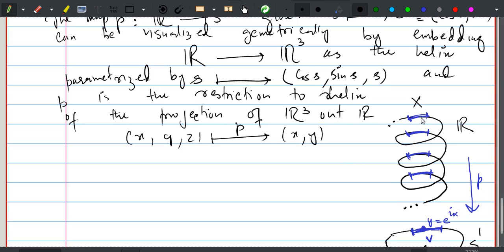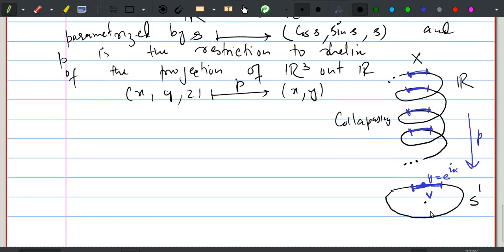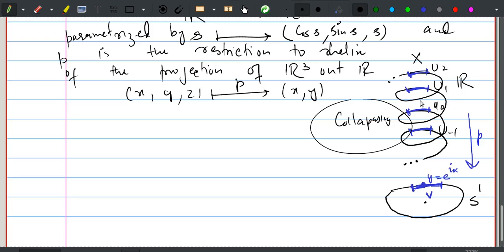So actually what we are doing, we are collapsing this spiral to this circle, and during this collapsing, all these segments are identified with this open set here. So suppose this is our U0, this is U1, this is U2, this is U minus 1, and so on, like that.